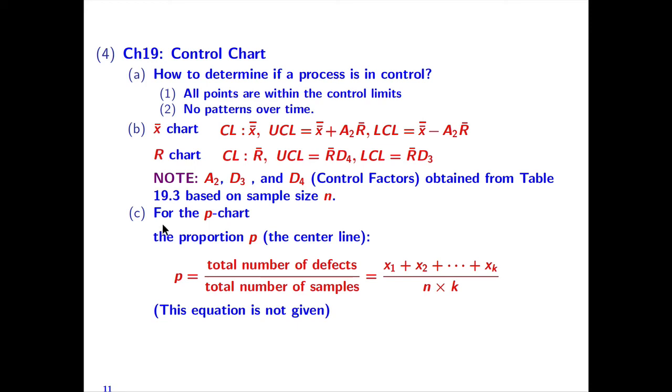C. For the P chart, the proportion p or the center line can be computed by this equation. P equals the total number of defects over total number of samples, which is x1 plus x2 all the way to xk for the numerator, and the denominator is n times k.